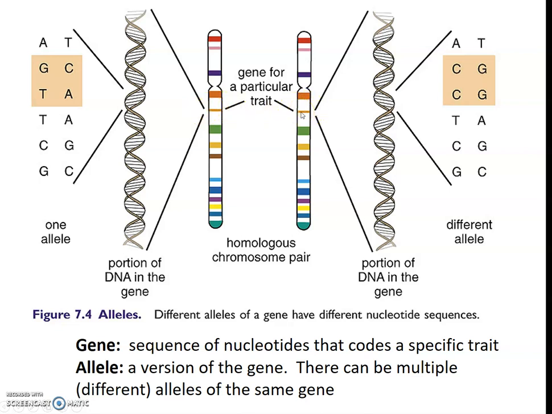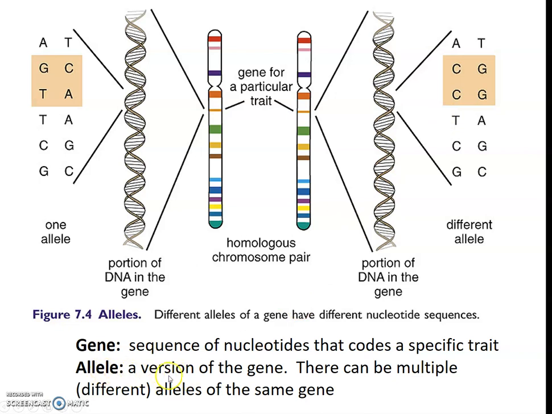All the genes have now been mapped onto human chromosomes, our 23 different chromosomes, and we have, again, one from mom and one from dad. And then we can actually look at that sequence and see how are they similar and how are they different.